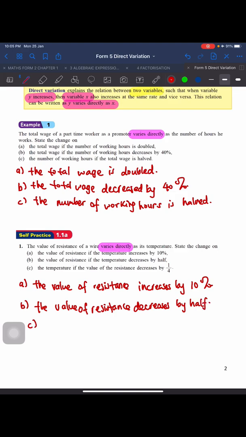C. State the change on the temperature if the value of the resistance decreases by 1/4. We know that the temperature will also decrease by 1/4.